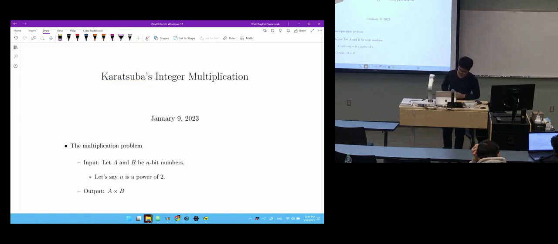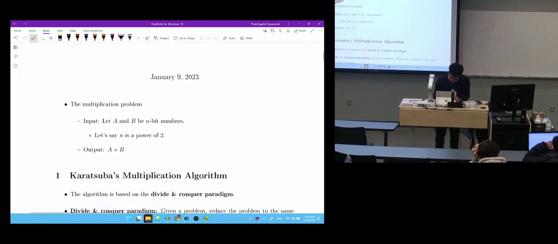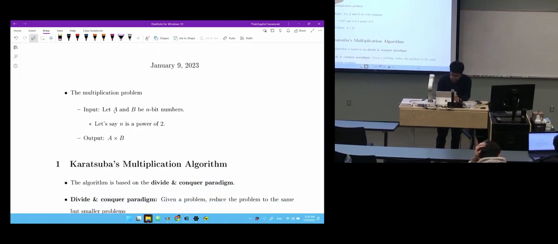So for addition and subtraction you can do it fast. What about multiplication? How fast can you do it? Okay. So again, the problem is that you have two numbers a and b, each has n bits. You want to multiply them. That's the problem. Very simple.